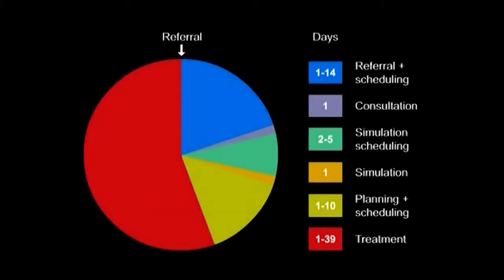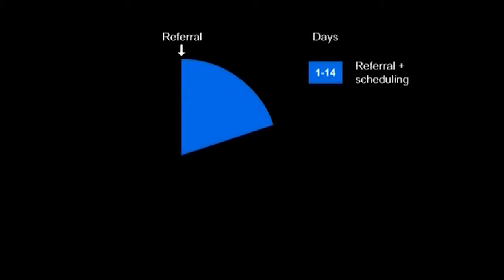This diagram indicates the radiation treatment process and the number of days needed for each step. Once you have been referred to our center, a radiation oncologist reviews your case and decides if radiation is a good treatment option for you. Referral to consultation appointment may take from 1 to 14 days.